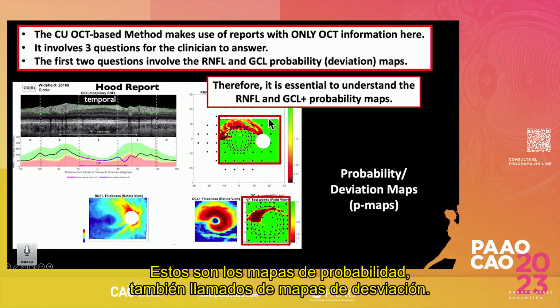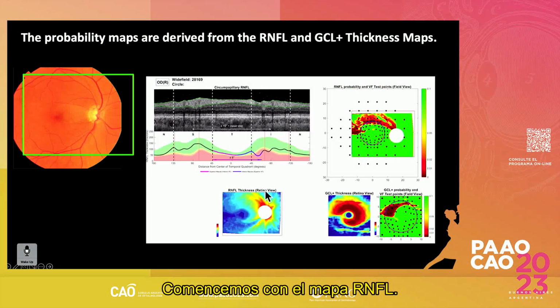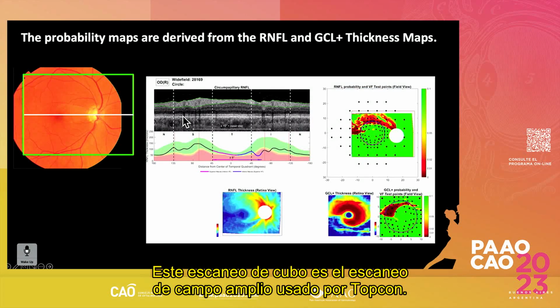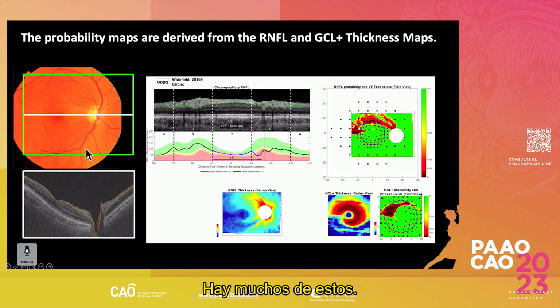Okay, so these are the probability, or sometimes called deviation maps. So let's start with the retinal nerve fiber layer map. Here, this cube scan, which is a wide field scan that Topcon uses, you have many of these. This is what one looks like.